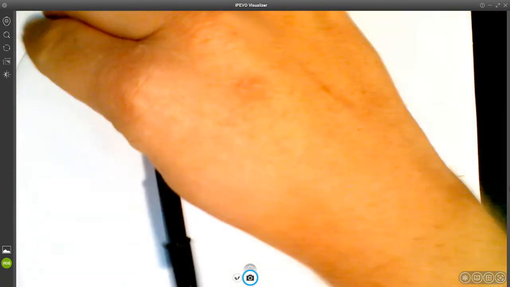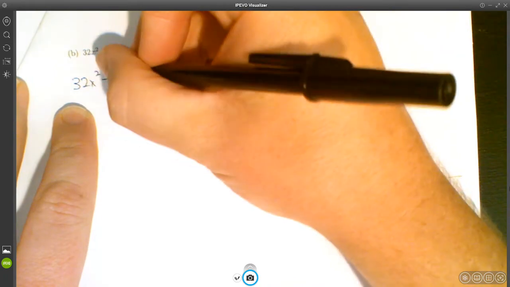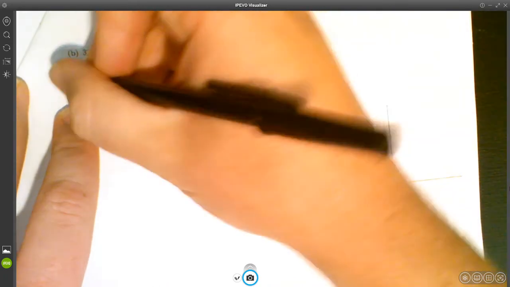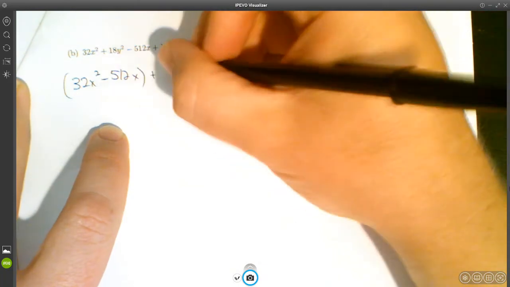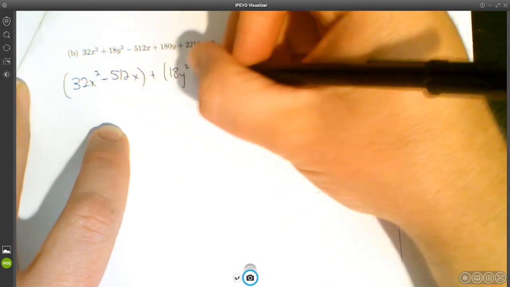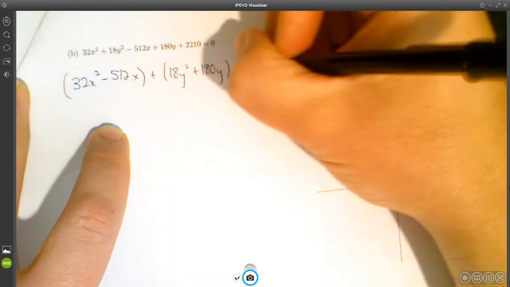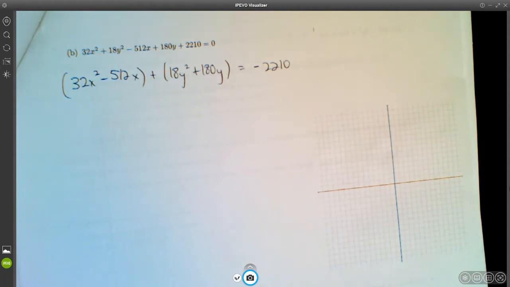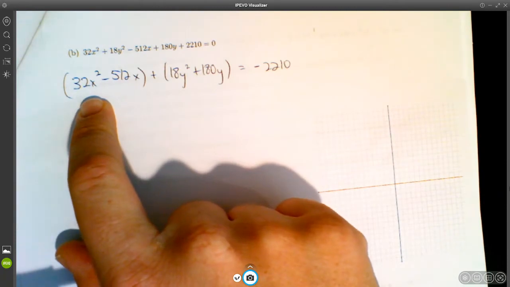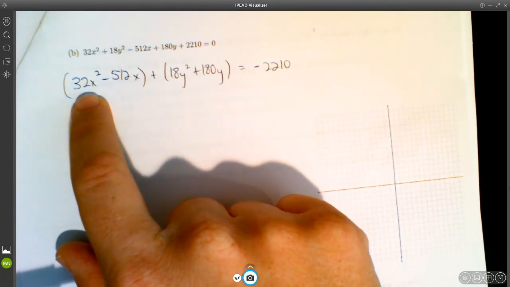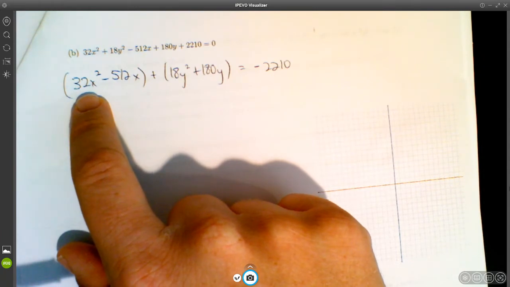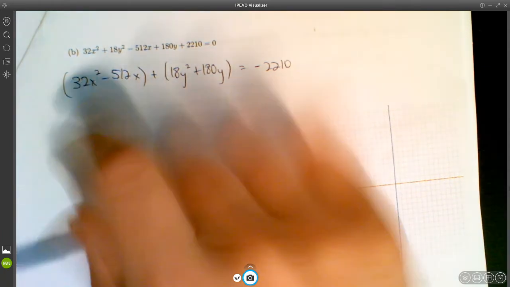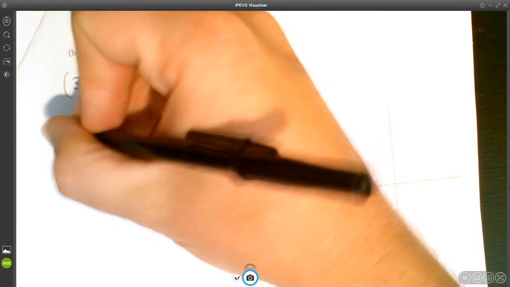So I'm going to group the x's. 32x squared minus 512x. And then I've got an 18y squared plus 180y equals negative 2,210. Now before I complete the square on these groups, it's easiest to complete the square if you have a leading coefficient of 1. So I'm going to go ahead and factor out these leading coefficients in each of these groups. So for the x group, I'm going to factor out the 32.